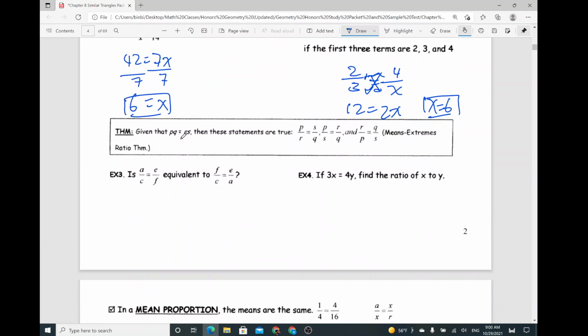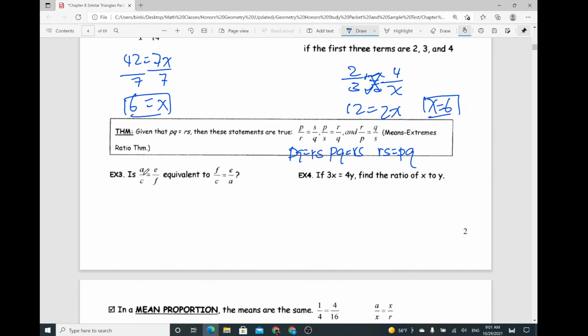Theorem: given that PQ equals RS, the following statements are always true: P over R equals S over Q, or P over S equals R over Q, and R over P equals Q over S. If you flip or swap the terms P and S, Q and P, P and R, Q and S, we come up with the same kind of proportion, because once you cross multiply it's pretty much the same thing. So PQ equals RS, and also RS equals PQ.